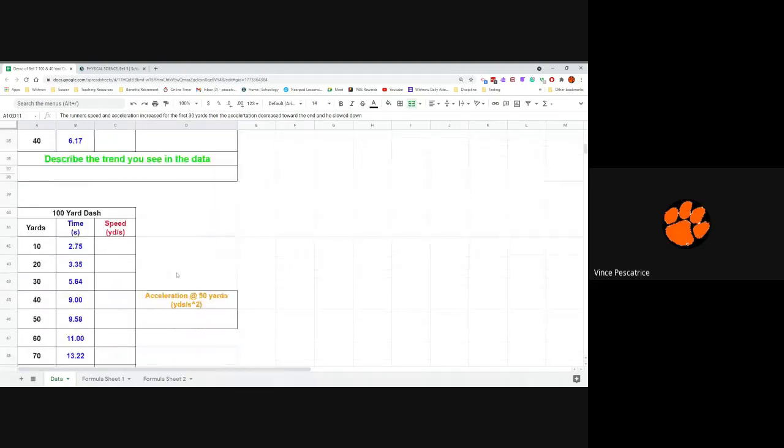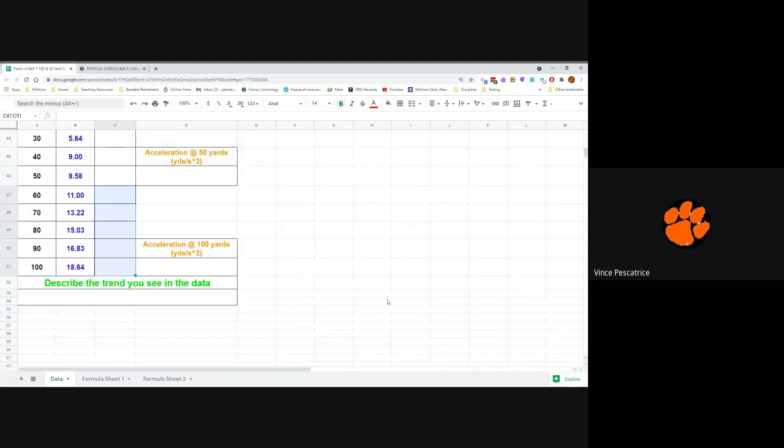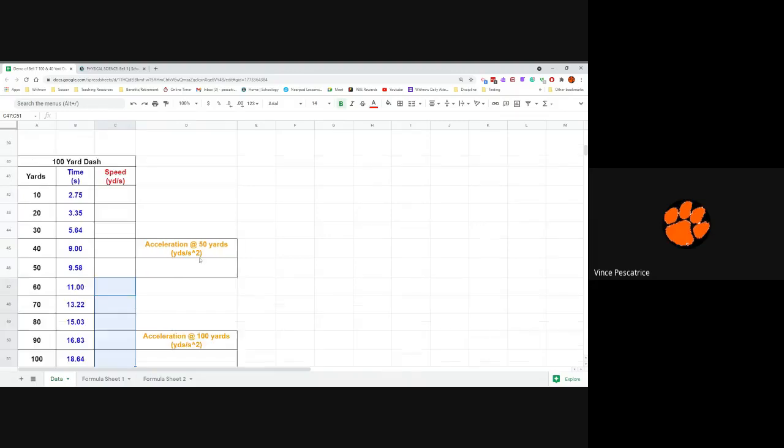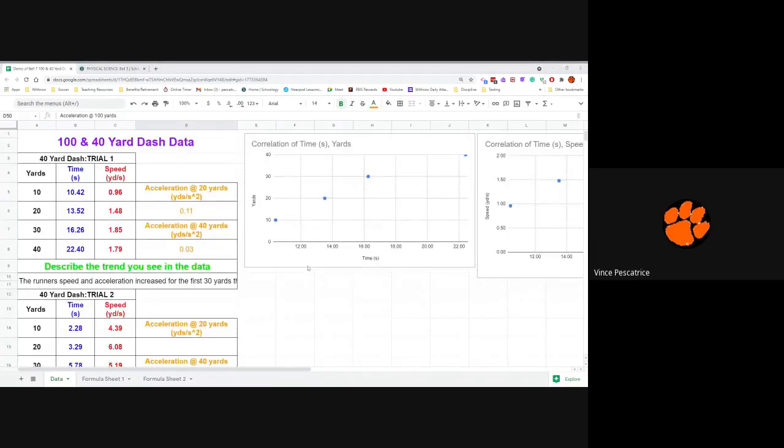One last thing I want to point out is the acceleration for the first 30 yards, or 50 yards. So it's these boxes here. And then this is the acceleration from then on. So this is the acceleration for the first 50 yards, and this is the acceleration for the second 50 yards. Hopefully this was helpful and you can use it to complete your assignment. Please let me know if you need help.